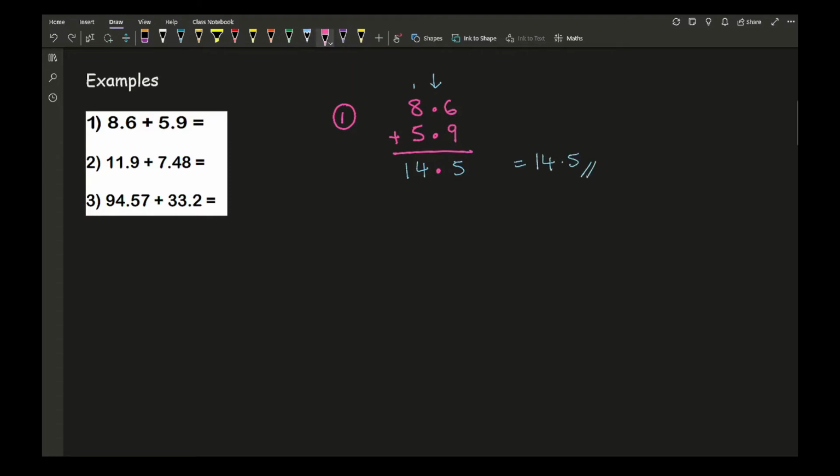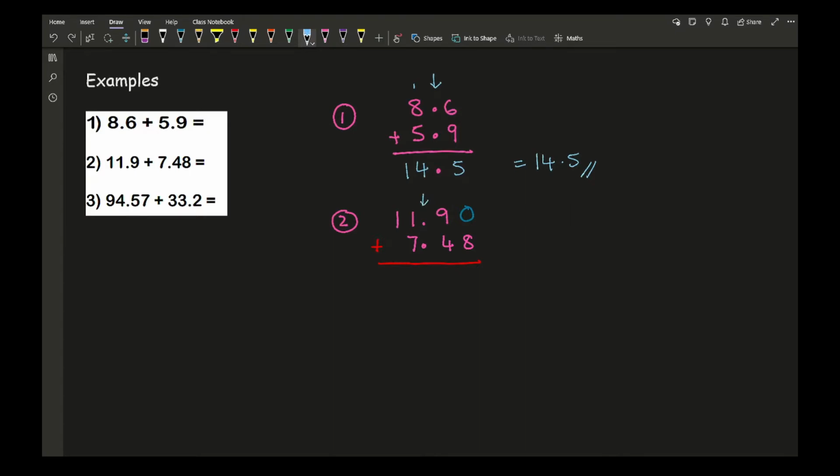Now with question 2, I've got one number that's got one digit after the decimal point, and for the second number I've got two digits after the decimal point. So again, I've got 11.9, and I'm going to put my decimal point directly underneath, and then I'm going to have 7.48. Now as you can see, I've got a few empty gaps, so what I'm going to do here is just add a 0 here, and what I then need to do is do the calculation. So again, the key point is the fact that I've got my decimal points all in the same column, directly underneath each other, and any empty gaps that I may have, I'm just going to fill them with zeros.